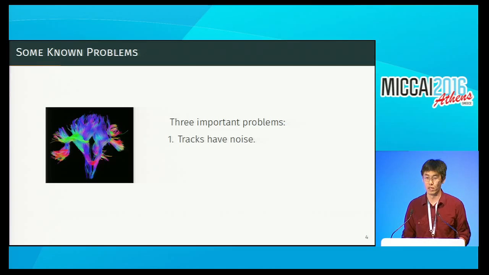As a community, I feel that we have done some very good work with this standard model. However, I'd like to focus on three problems with this model. The first is that tracks have noise. They actually have very hard to model noise. It's geometric noise. It deals with the track endpoints, which is not easily modeled by a discrete network, which leads us to our second point, that nodes are atomic, but brain regions are not.